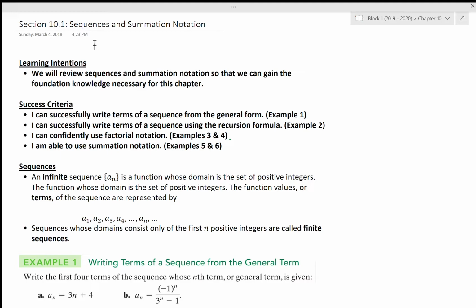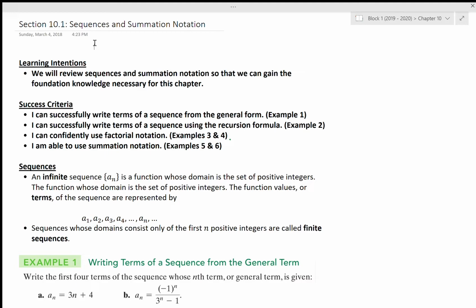So our learning intention is that we will review sequences and summation notation so that we can gain a foundational knowledge necessary for this chapter. Now, the things we're going to be able to do are: I can successfully write terms of a sequence from the general form. I can successfully write terms of a sequence using the recursion formula. I can confidently use factorial notation, that's that little exclamation point you have probably seen before. And I am able to use summation notation in order to solve problems and also write patterns in summation notation.